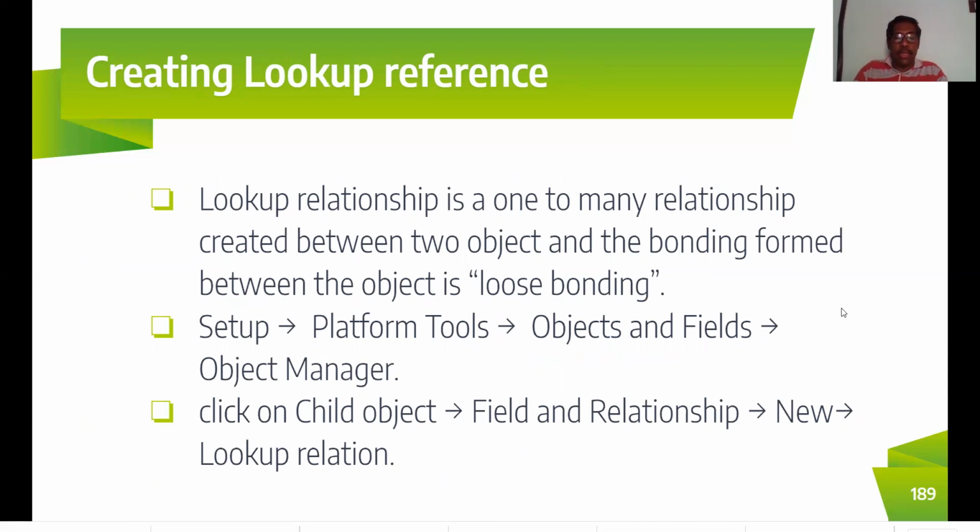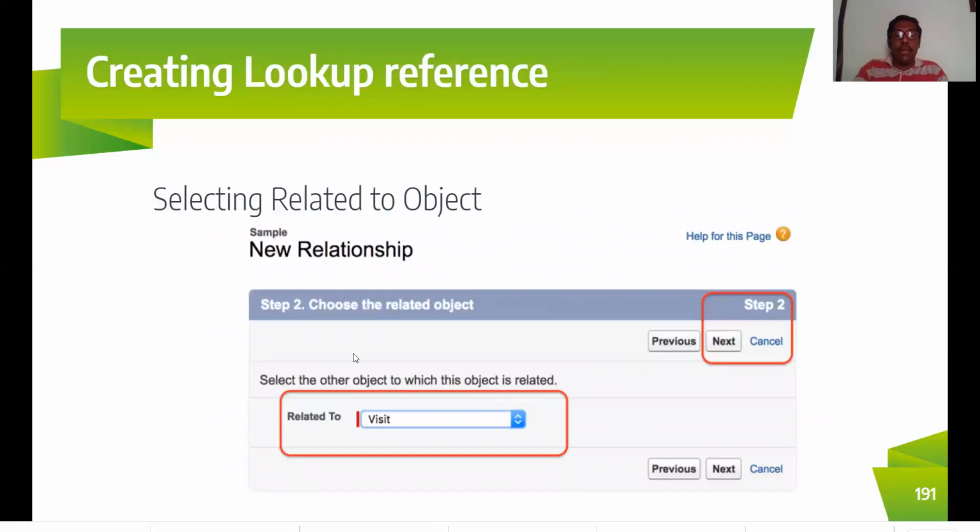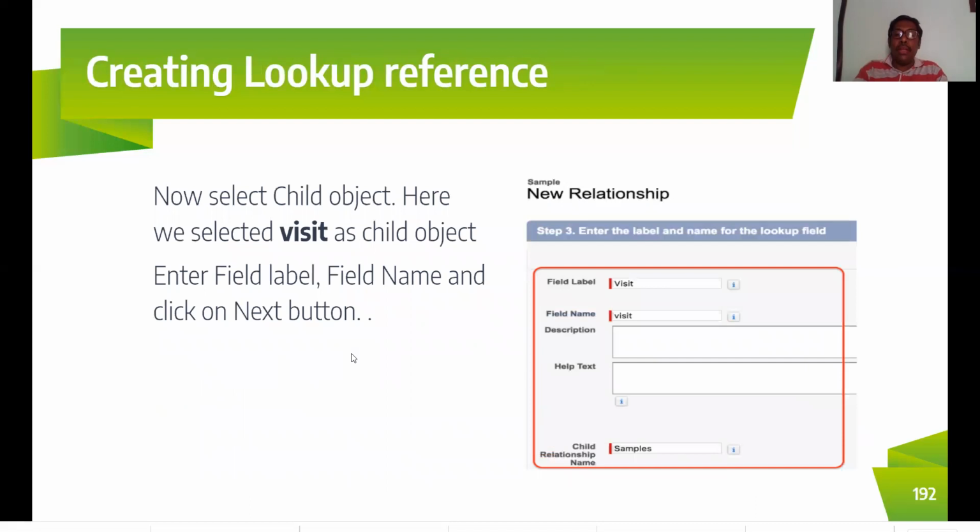Now we have to select the custom object. This is going to be a child object. Then select Fields and Relationships. Then click on New. Then select the lookup relationship data type. After you select the lookup relationship data type like this, click on the Next button. After clicking Next, you select the parent object in the Related To field, and then click on Next. Then you enter the field label and field name here, and the child relationship name will be available by default, so it's going to be samples.